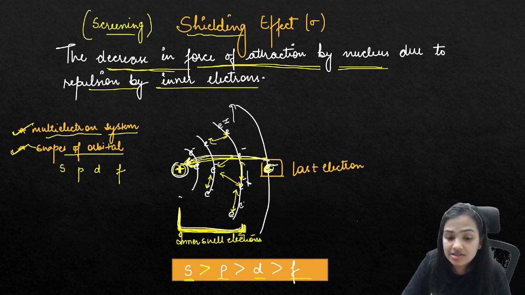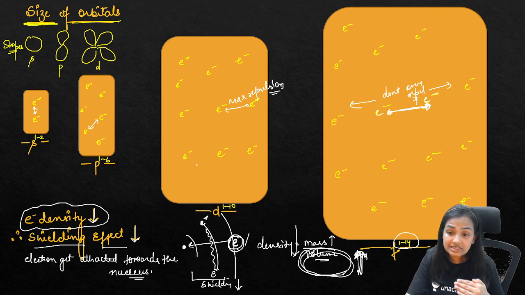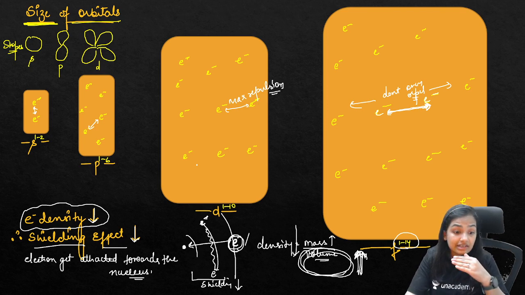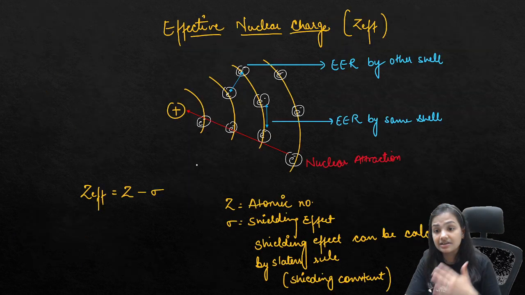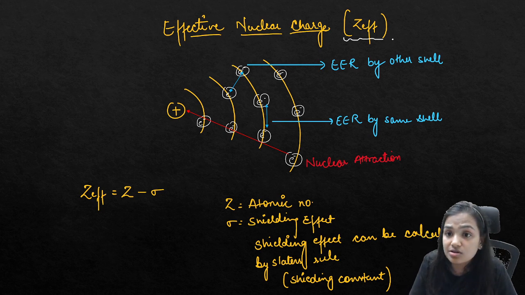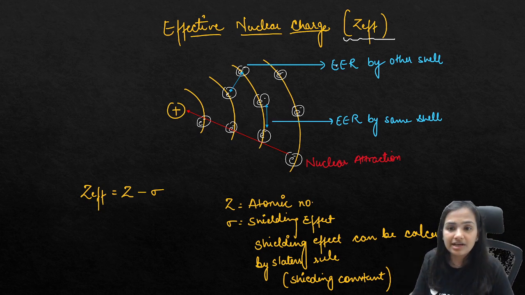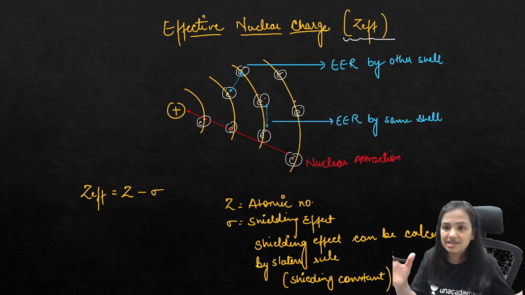Okay, so this is what I want to tell you. As the electron density decreases, the shielding effect decreases. Now here comes another topic, that is the effective nuclear charge, which can also be called Z effective. So what do you mean by that? Guys, as of now, these two things are interrelated.